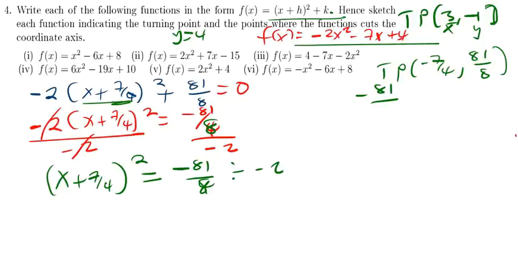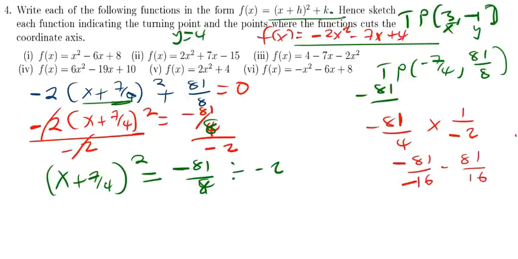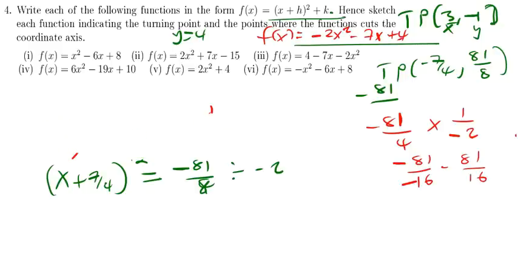So from here now, I can clearly see that this is going to give me negative 81 divided by 4 times 1 over negative 2. So this and that, it will give me negative 81 divided by negative 16, which is just 81 divided by 16. Negative and negative has gone. So what we have actually now is x plus 7 over 4 raised to the power 2 is equal to 81 over 16.